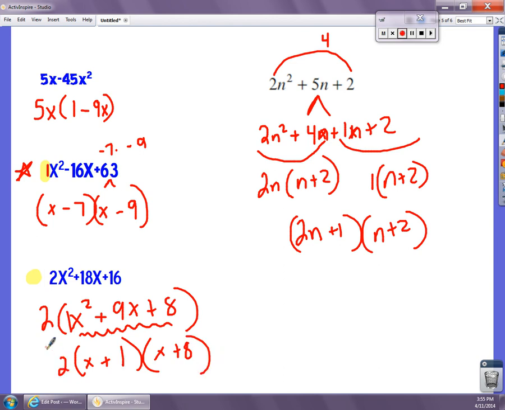And I have the 2 on the outside, and this whole thing is the factored form. You're actually multiplying 3 things. This times this times this. And that is how to factor.